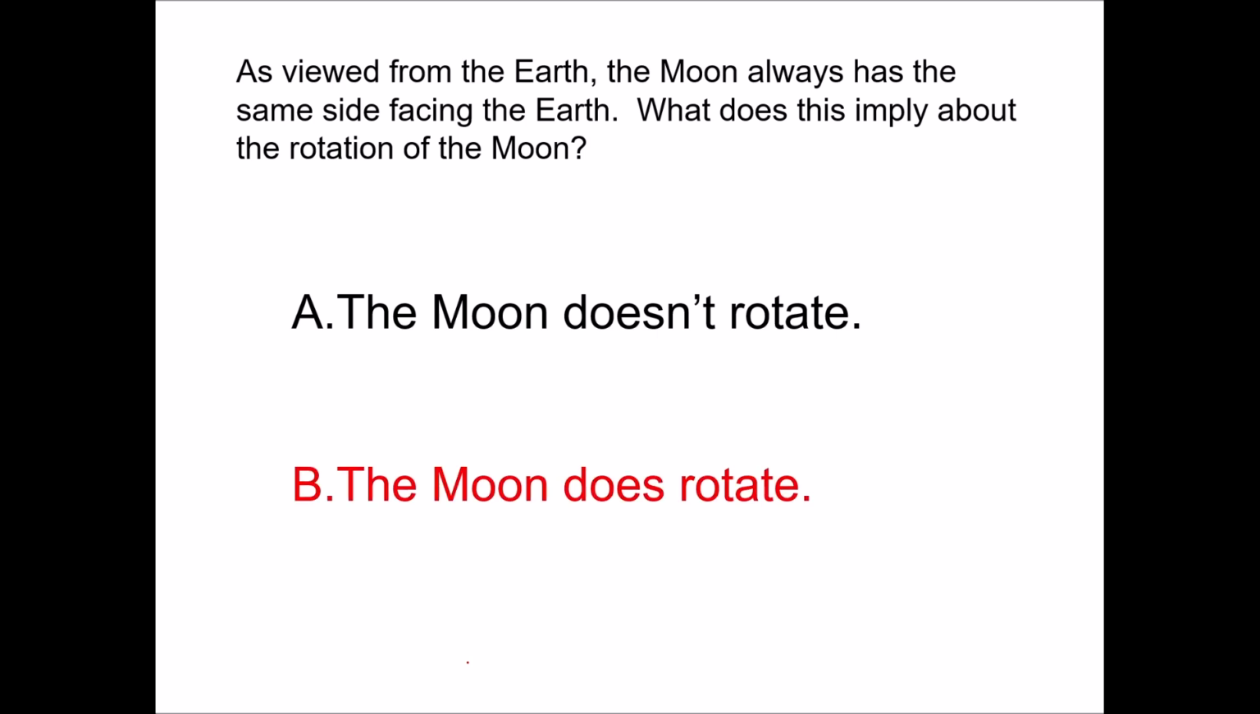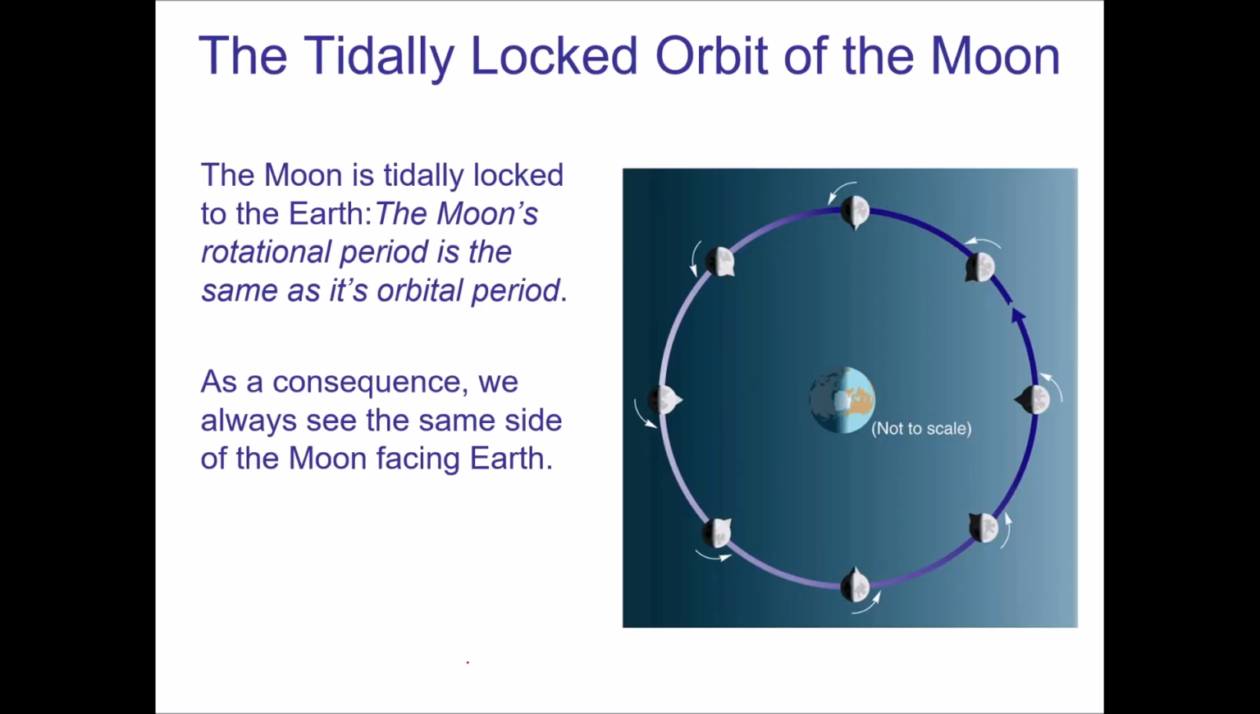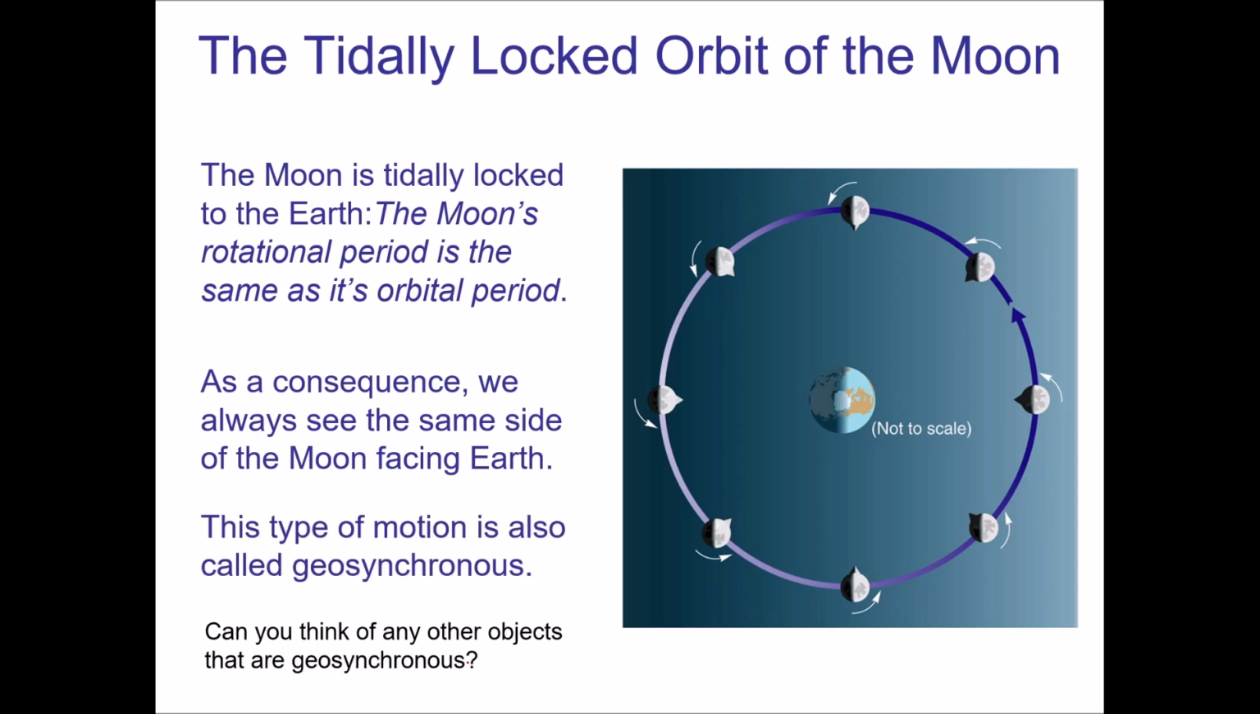The answer here is B. The moon does rotate. We know the moon orbits. So if the moon orbits, it would have to rotate in order to maintain the same side facing us. But there has to be something special about that. We call this a tidal lock. The orbital period of the moon and the rotational period of the moon are the same. So as the moon orbits the Earth, it rotates through the same angle so that the same side always faces us.